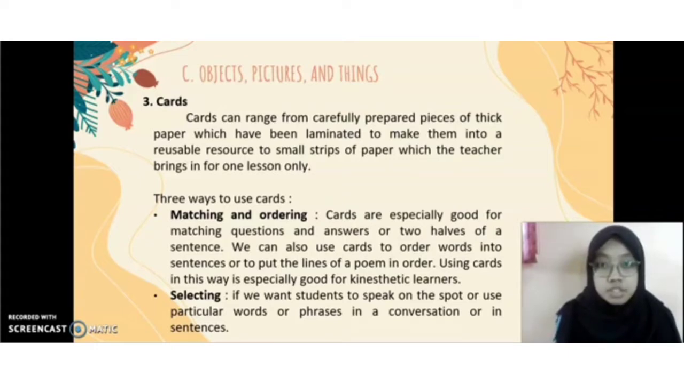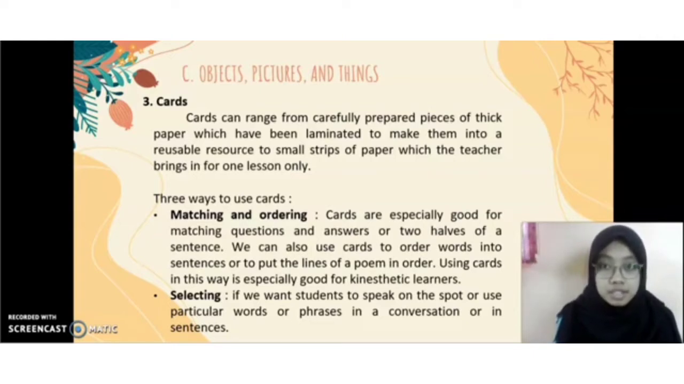The first is matching and ordering. Cards are especially good for matching questions and answers or 2 halves of a sentence. We can also use cards to order words into a sentence or to put the lines of a poem in order. Using cards in this way is especially good for kinesthetic learners. For example, the students can match the pictures on their desks or move around the classroom looking for their pairs. It can be on the basis of topic, lexis, or grammatical construction.